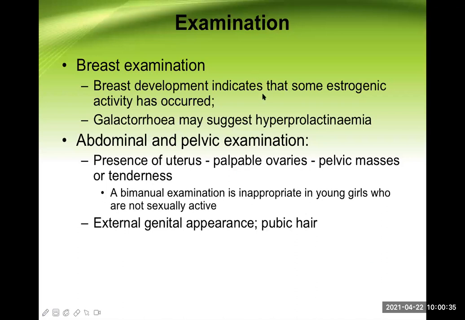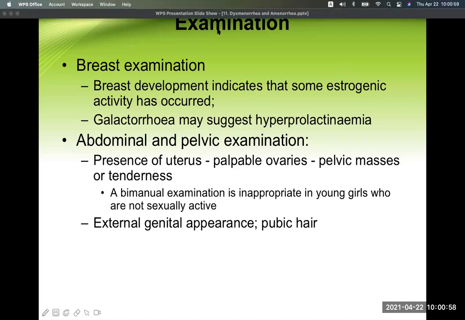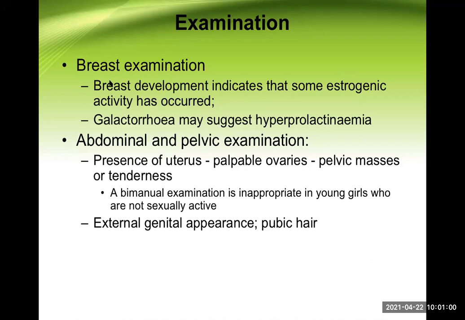What are the other examinations you would like to do? Examine the breasts, how well they are developed. If breast development is fine, then estrogen activity is proper. Examine for galactorrhea. When there is excessive milk discharge, this is known as galactorrhea, and it suggests a case of hyperprolactinemia, and that is the cause of amenorrhea. So you can diagnose by a good examination.